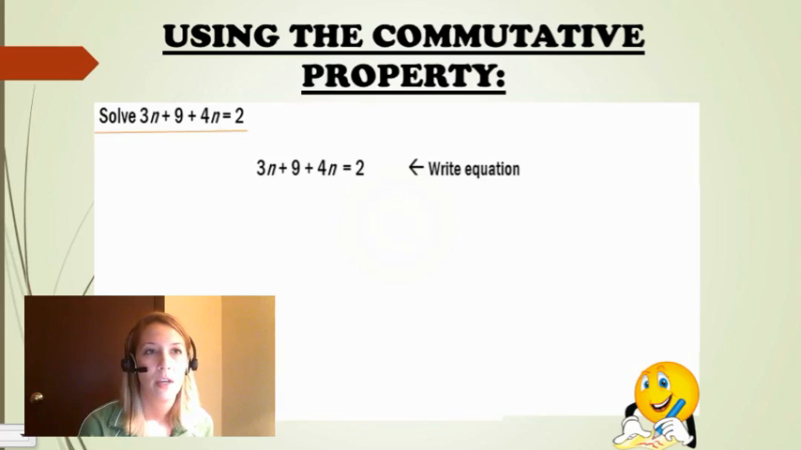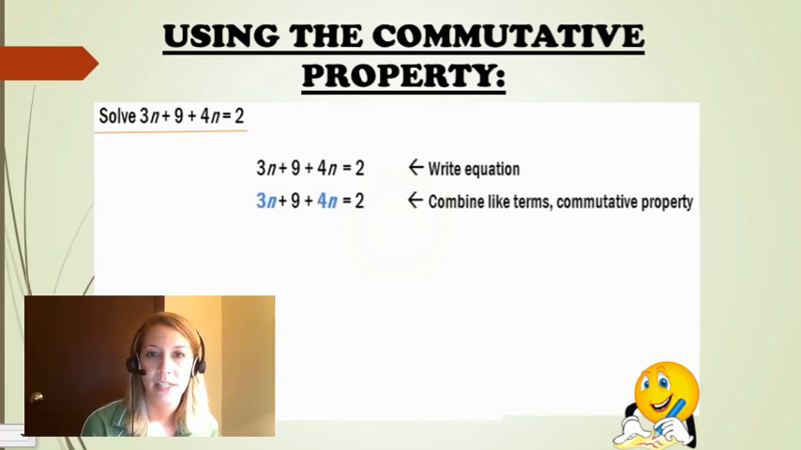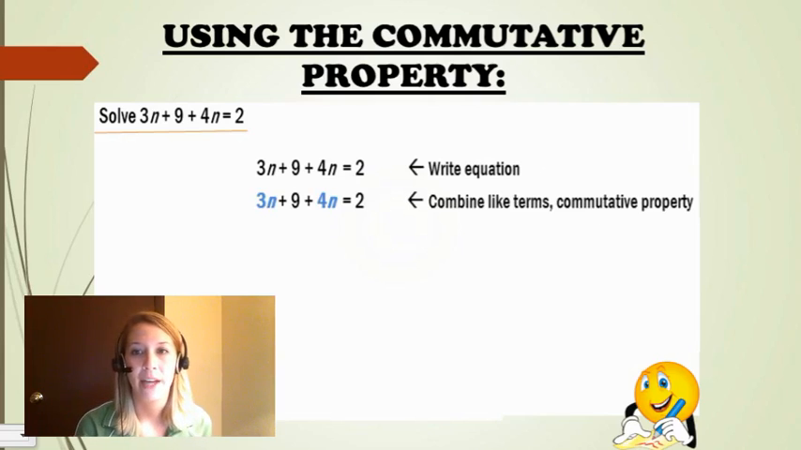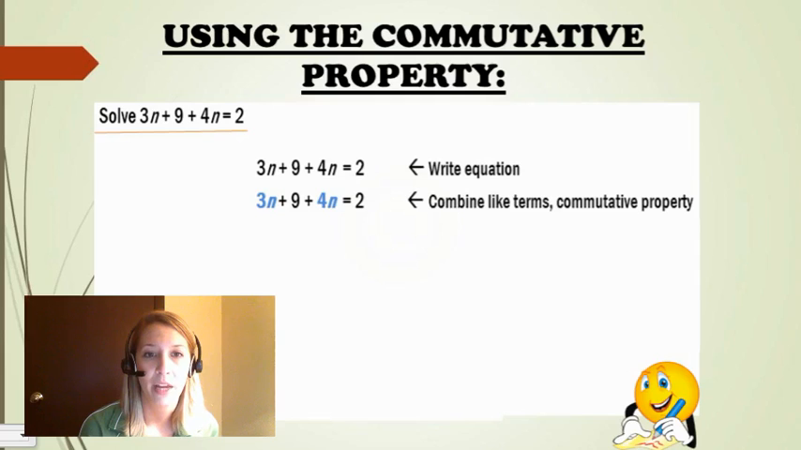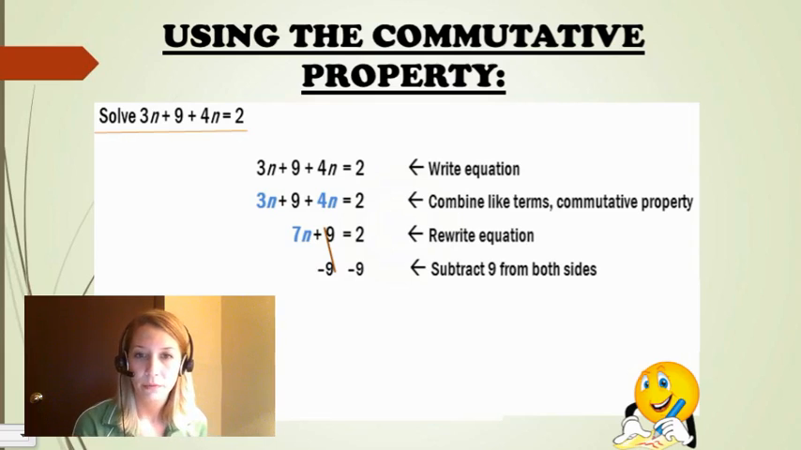We're just going to use the commutative property in order to solve this multi-step equation. So in this problem, we are asked to solve for 3n plus 9 plus 4n equals 2. So our first step is to write out the equation. The second step would be to combine the like terms, which is the commutative property. In this example, we're combining 3n and 4n to equal 7n. And we rewrite the equation to be 7n plus 9 is equal to 2.